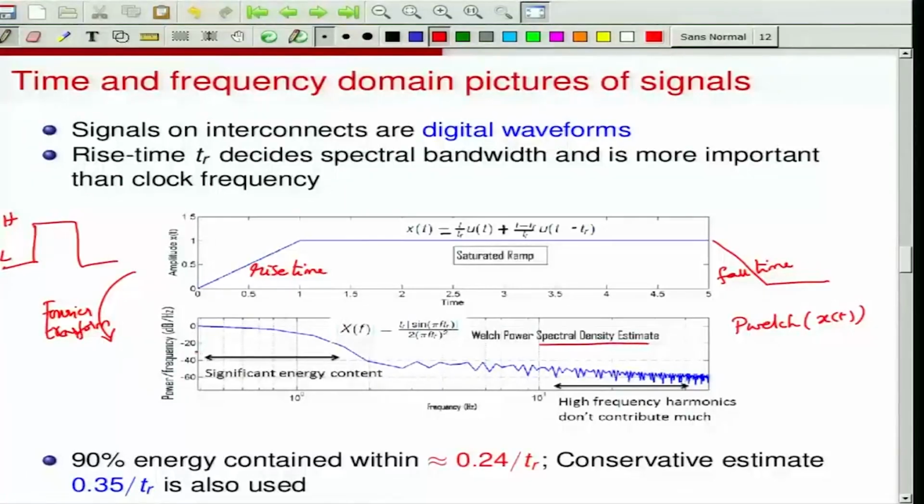If you look at the power spectral density, you see that it is significant. This axis is measured in dB per hertz, that is, power per frequency. If you take some 20 or 40 dB to be significant energy content, then you can see that until this particular frequency, for this given case, there is significant energy content. Thereafter, the corresponding amplitude, or the power spectral density, goes down and becomes smaller and smaller.